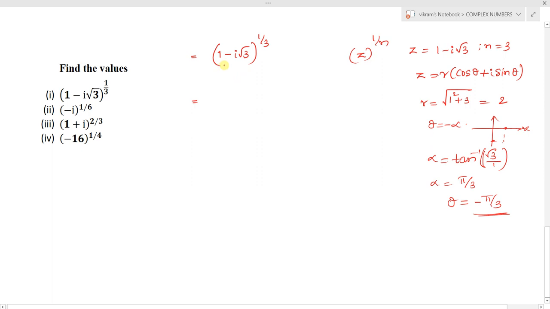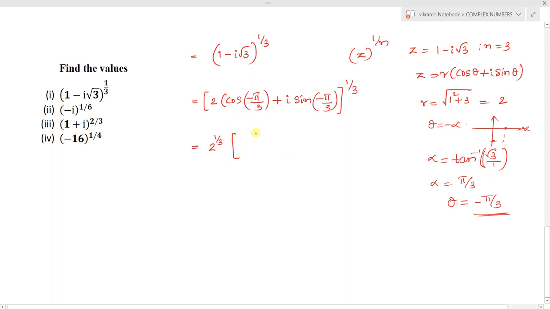Now coming to 1 minus i root 3 whole power 1 by 3. The 1 minus i root 3 in polar form can be written as r equals 2 into cos of minus pi by 3 plus i into sine of minus pi by 3, whole power 1 by 3. Just as we discussed at the start of this lecture, r times cos theta plus i sin theta whole power 1 by n, which here gives 2 power 1 by 3.